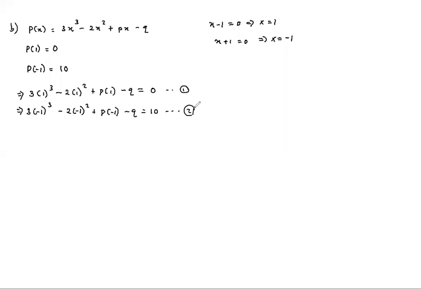This is equation 2. If you express that one, you would get 3 minus 2 plus p minus q is 0. And the other one, -3 minus 2 minus p minus q is equal to 10. That's your 2. So from 1, we have p minus q is equal to -1. That is 3 minus 2, there I get 1. The other side becomes -1.